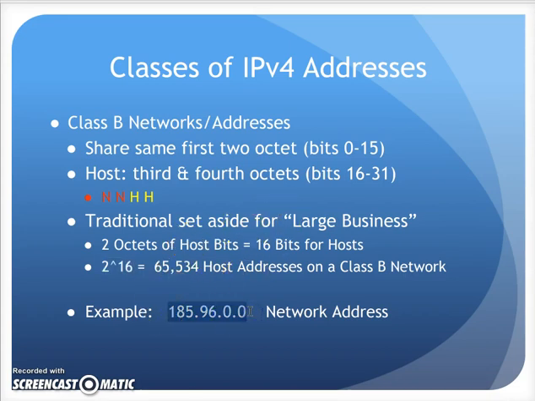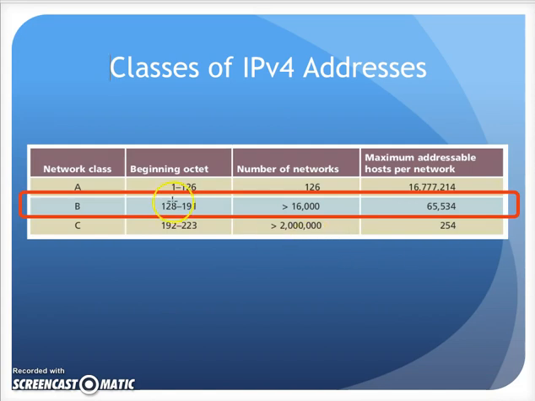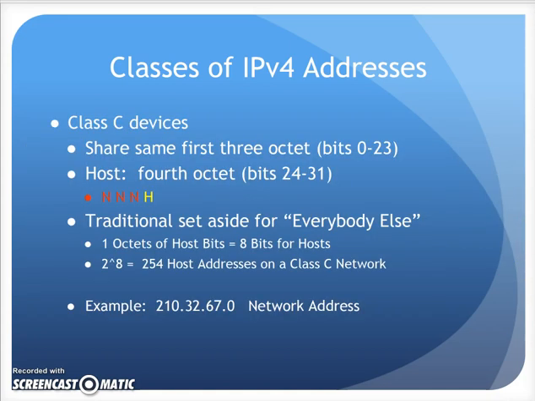Here would be an example of a Class B network address, 185.96. Class B addresses, first octet is 128 to 191. Again, make sure you know that range. And also remember 126 up here. 126, 127, that 127 is not left out on purpose. 127.0.0.1 is your loopback. So the 127 is not allocated to networks for that reason.